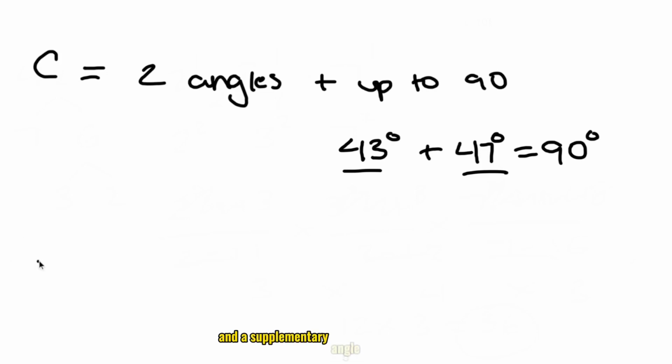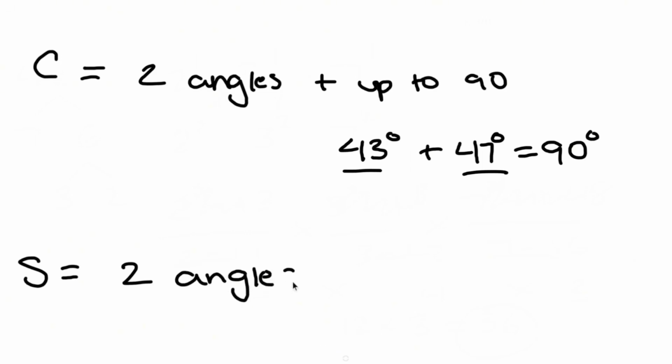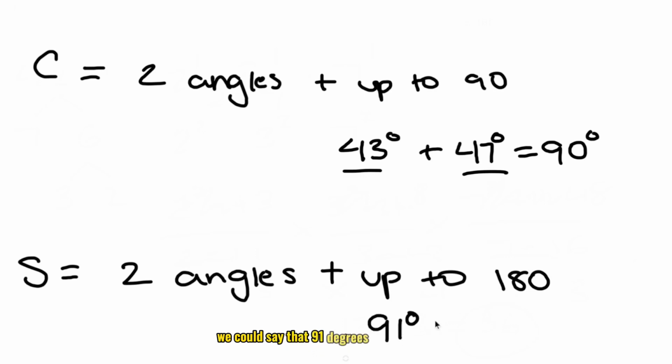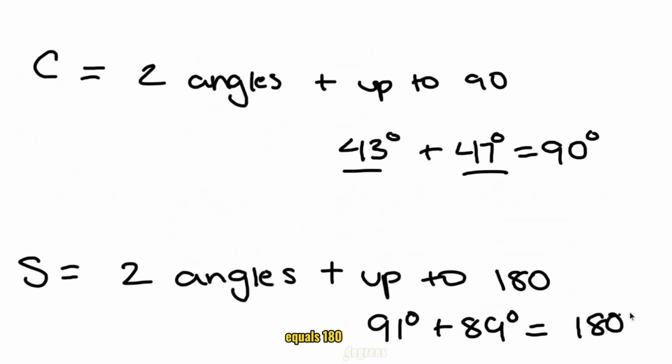And a supplementary angle is the same thing. Let's write this as S. So two angles that add up to 180. For example, we could say that 91 degrees plus 89 degrees equals 180 degrees. Since these both add up to 180 degrees, we could say that they're supplementary to each other.